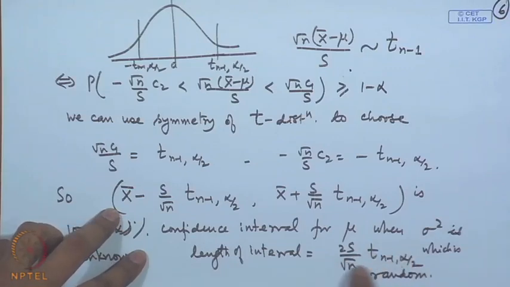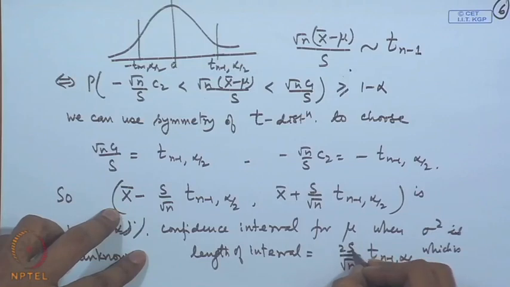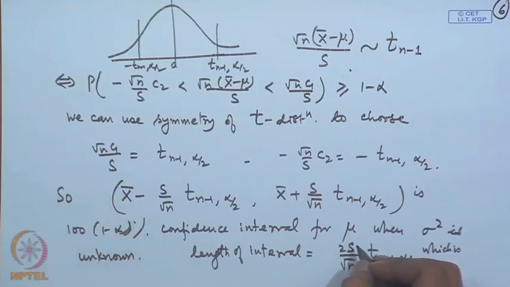But of course, you can see that as n becomes large, this will become small, the length of the interval will actually go to 0. Another point you can see is that as n becomes large, this t value will converge to the z value, that is z alpha by 2, and s will converge to sigma by using strong law of large numbers or the consistency of s for sigma. So, if n is large, this is approximately the same as the one for the known sigma case.